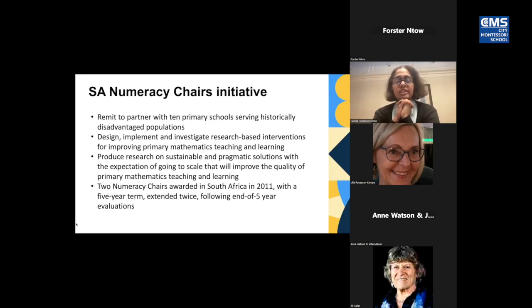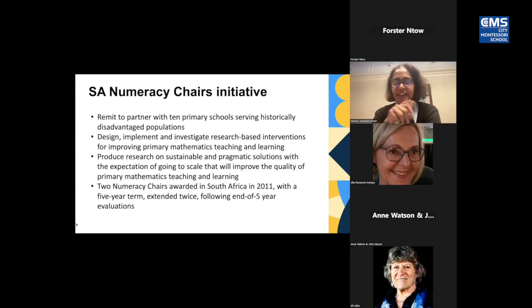Part of the remit was that the chair was to partner in the project with 10 primary schools serving historically disadvantaged populations in South Africa. The remit was to design, implement, and investigate research-based interventions for improving primary maths teaching and learning, essentially to deal with the kinds of issues that I've just shown you on the previous slides. But beyond that, there was an interesting little stipulation which said to produce research on sustainable and pragmatic solutions, with the expectation that the interventions we might trial in 10 schools have the potential to work at broader scale. The ambition was very much to go at much broader scale, into provincial and national interventions.